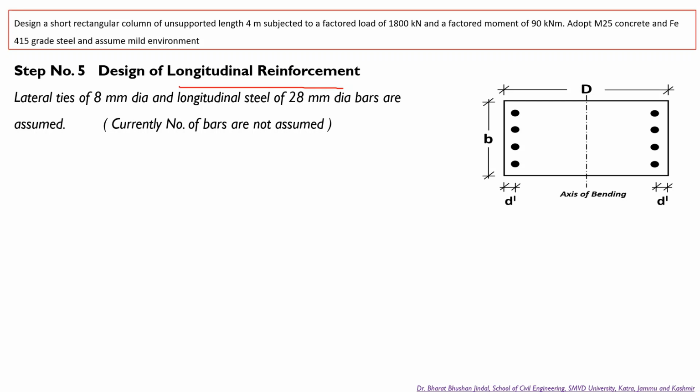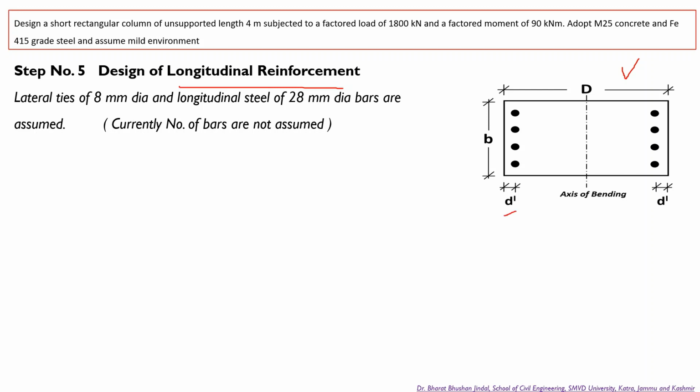So you can easily see from this diagram that we have decided this will be the cross section of the column which we are going to design. It is a rectangular type of column, and this is the axis of bending. Parallel to the axis of bending, we will provide the reinforcement, and later on we will design this reinforcement.